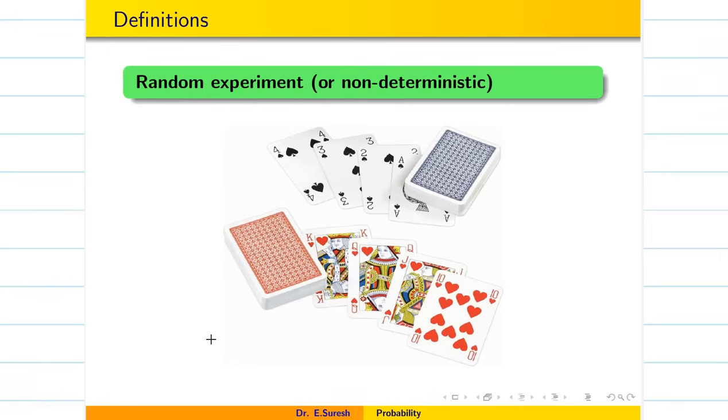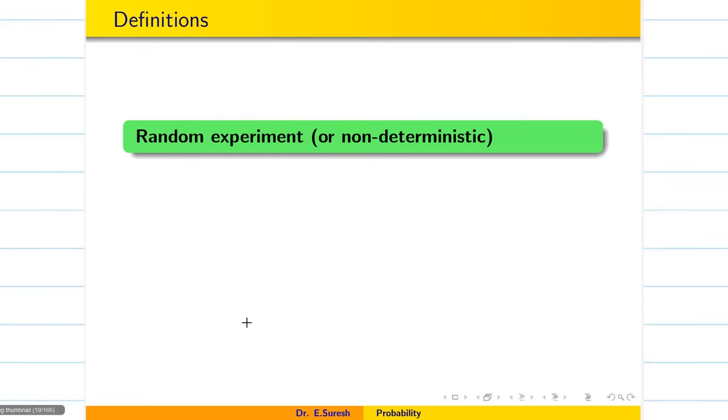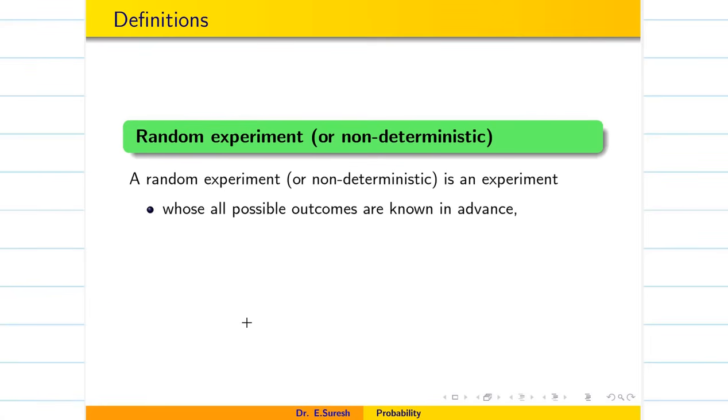The same thing, you take a deck of cards. You can draw any card. The pack of cards contains 52 cards. I know one of them will come out of the 52, but I don't know which card I am going to get. It may be an ace of spades, or a queen of hearts, or a king, or any number with different suits. Now let us come back to what is meant by a random experiment.